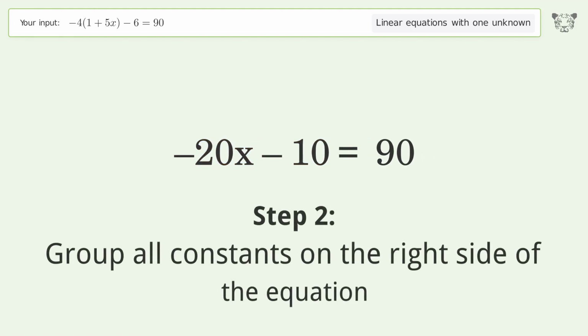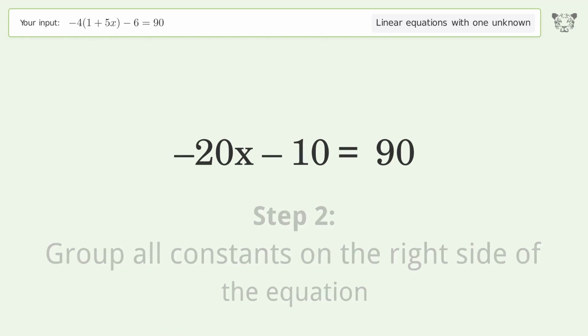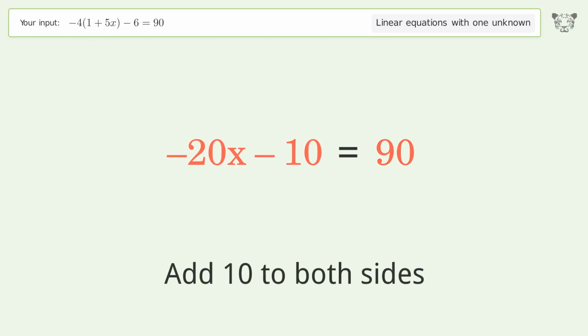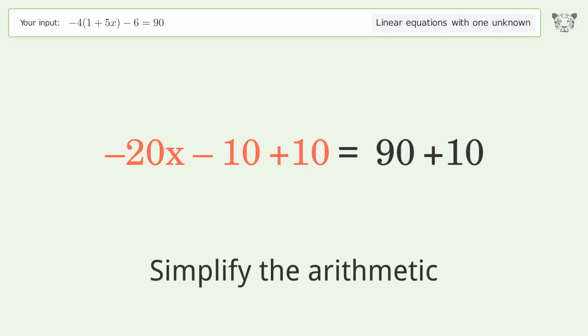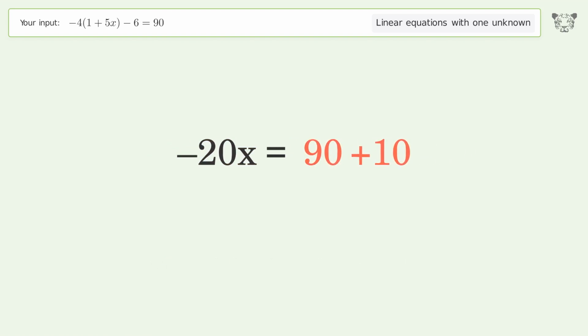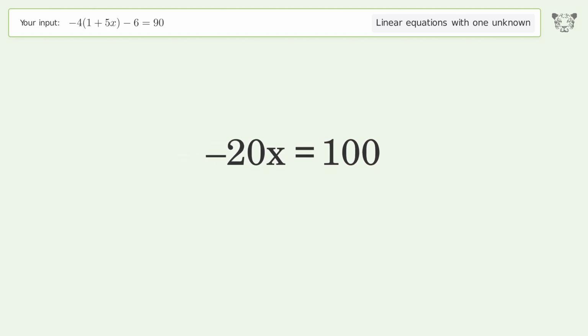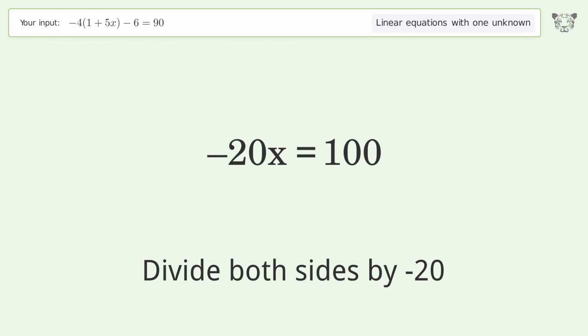Group all constants on the right side of the equation. Add 10 to both sides. Simplify the arithmetic. Isolate the x. Divide both sides by -20.